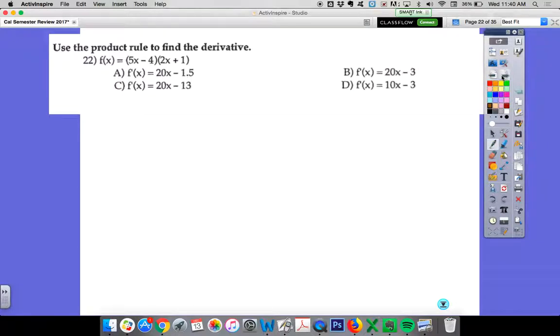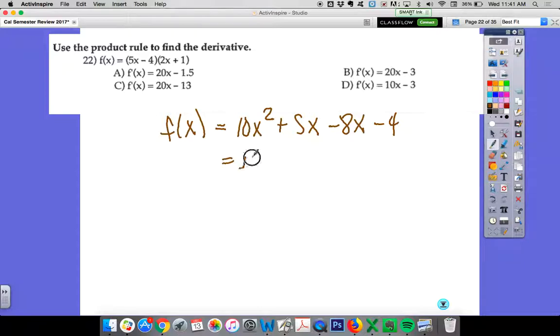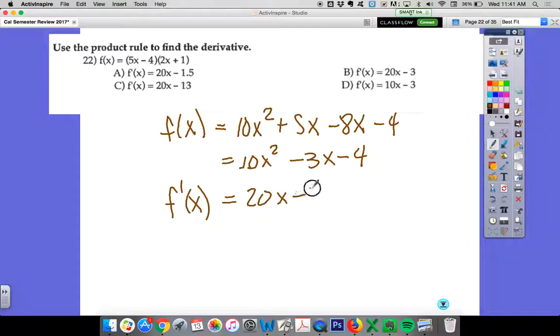Okay? So use the product rule. You remember the product rule. Now, quite honestly, it's a multiple choice test. Do you have to use product rule? No, neither one of those have powers on them, do they? Couldn't you foil that out and then do the derivative of it? Yeah, so if you want to cheat, you can do it that way. And that's going to be 10x squared plus 5x minus 8x minus 4. So I just need you to get the answer. Now that's the original. Make sure you do the derivative. So 20x minus 3.